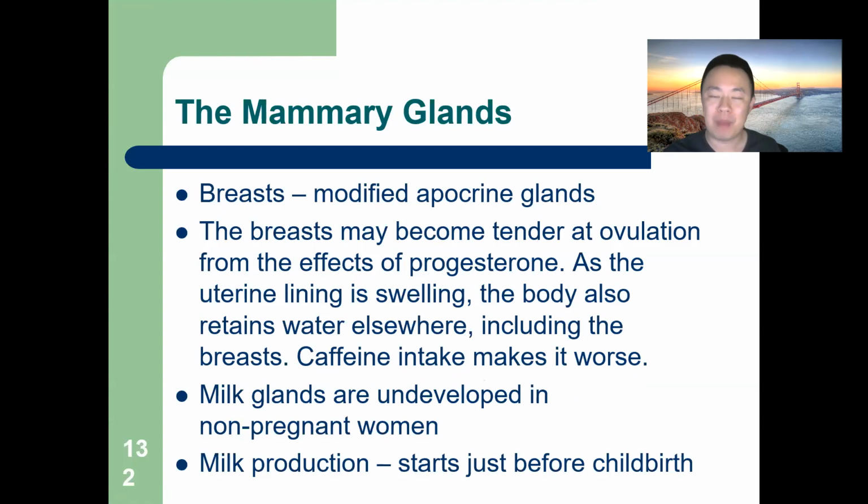Let's talk about the mammary glands. This includes the breast tissue, and these are modified apocrine glands. The breast may become tender at ovulation from the effects of progesterone. As the uterine lining is swelling, the body also retains water elsewhere, including the breast tissue. Caffeine intake makes it worse. Milk glands are underdeveloped in non-pregnant women, and milk production begins right at the start of childbirth, or just before childbirth.